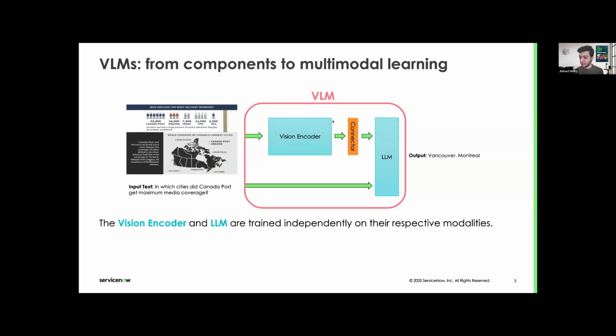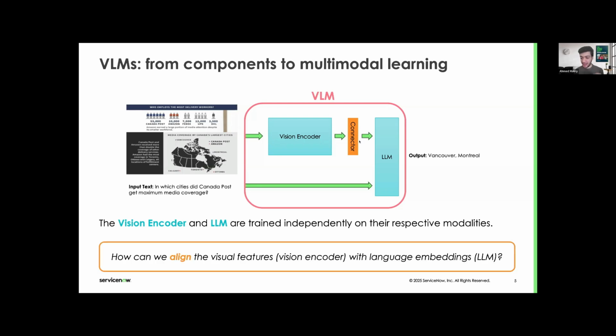There has been a lot of work on the vision encoder side and the LLM side, but very little work on the connector itself. So the key question we ask in this project is, how can we design a good connector to effectively align the visual features with the LLM input space?